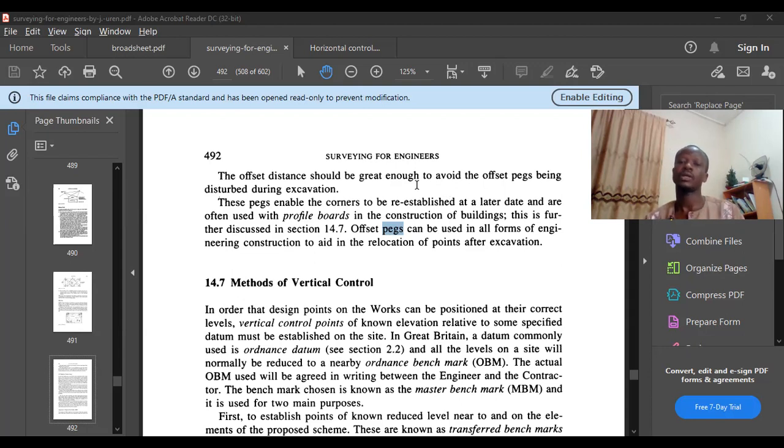So vertical controls have to be treated a bit differently. Is that okay? Because you can establish a point and it will settle. You put a pillar, you coordinate it, and then the pillar sinks. It may not change in terms of X and Y, but definitely your Z, which is your elevation, is going to have a problem. So vertical control points should be treated that way. Depending on which country you are in, there will be a vertical control. The datum is what I want to talk about.